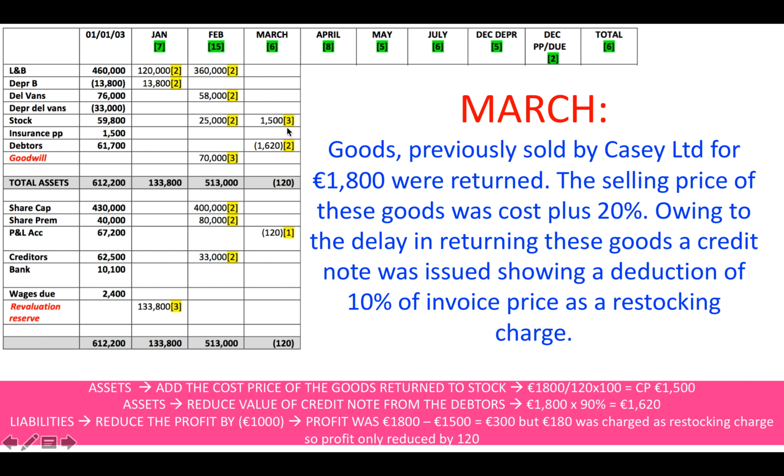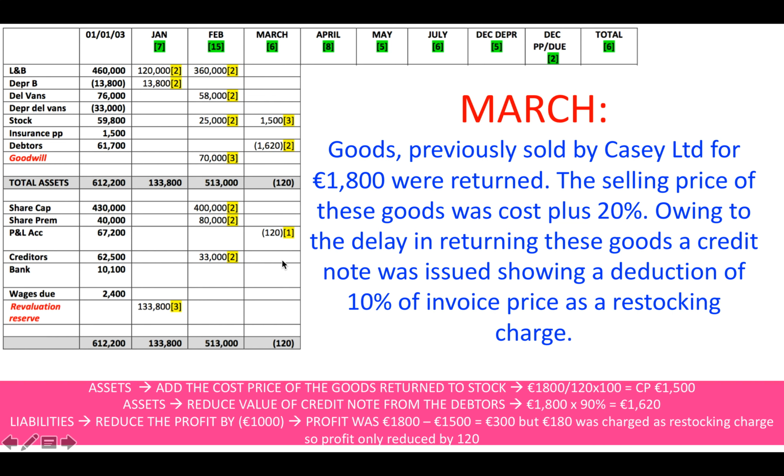So we add that back into stock because the stock has come back into the business. The debtors is reduced by the amount of the credit note. So the credit note was 1,800 minus 10% restocking charge, which is €180. So the credit note was for €1,620. So we reduce the debtors by 1,620. That leaves us with minus 120 total assets there.